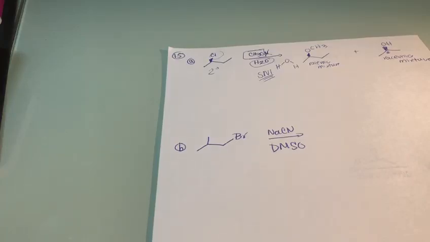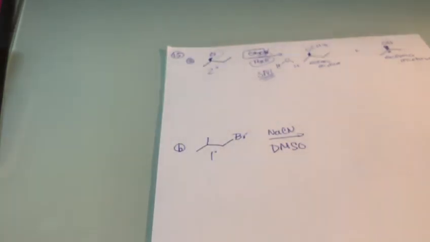Let's continue with the solution for question number 15. We need to complete this reaction, and we also have to identify the reaction as SN1 or SN2. For you to know if the reaction will go through the SN1 mechanism or the SN2 mechanism, you need to identify what type of haloalkane you have.